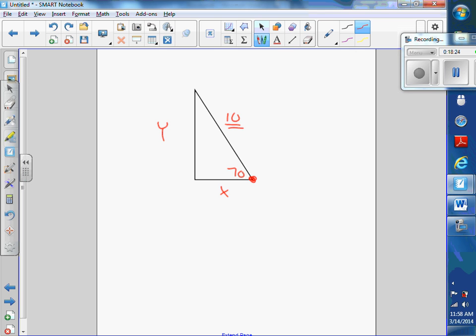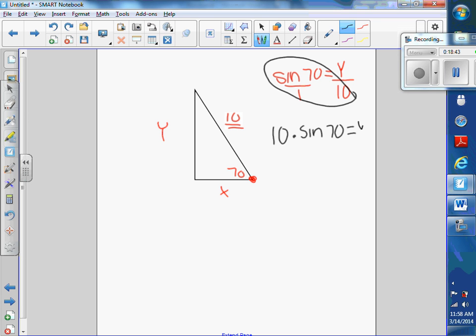So I could say the sine of 70 is equal to opposite, which we don't know, over hypotenuse. Now I can solve a ratio proportion. 10 times the sine of 70 should be equal to y. So type that in.